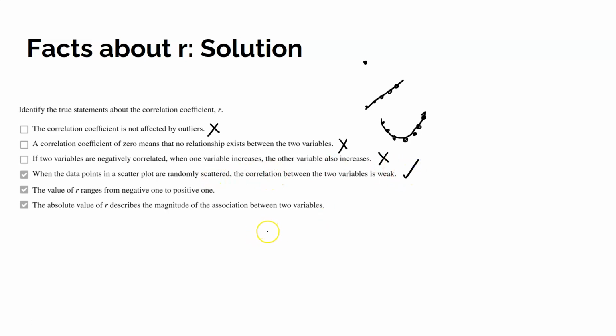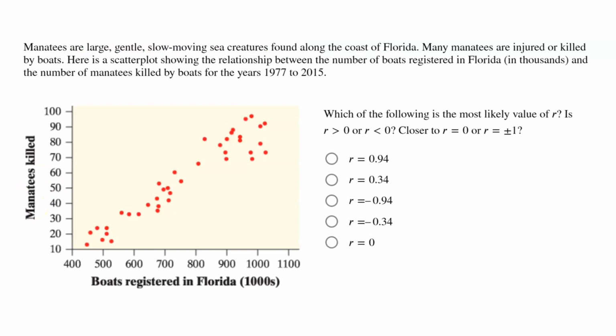When the data points in a scatter plot are randomly scattered, the correlation between the two variables is weak. That is true. The value of R ranges from -1 to +1. That is true because we said that R is in between -1 and +1. The absolute value of R describes the magnitude of the association between the two variables. That's true. Whether you have -0.9 or +0.9, those are both strong relationships. So that describes the magnitude of the association without worrying about the sign. So you should have chosen the last three there.